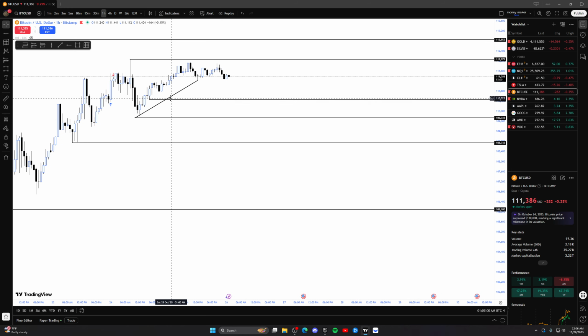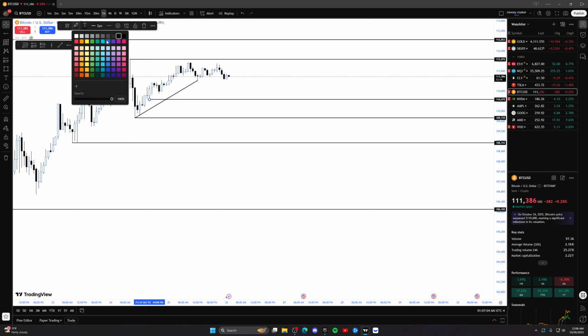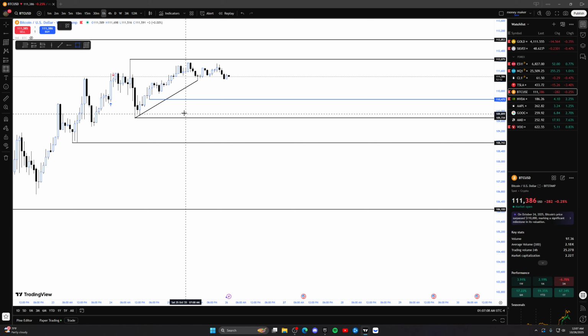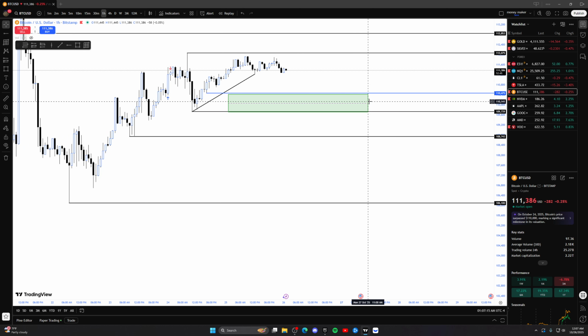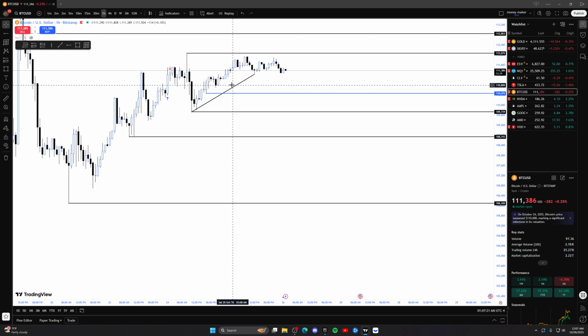So yeah, let me just turn the candle wick blue. So best price entry within here. So yeah, like I said, we want price to go down a little bit before we obviously enter. So hopefully that made charting your charts out a little bit easier.